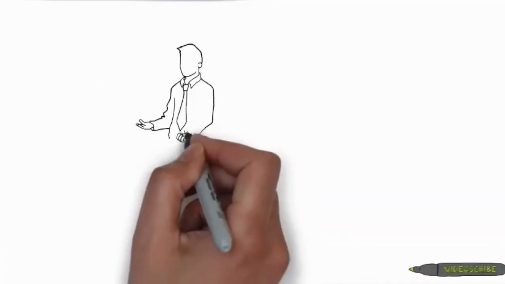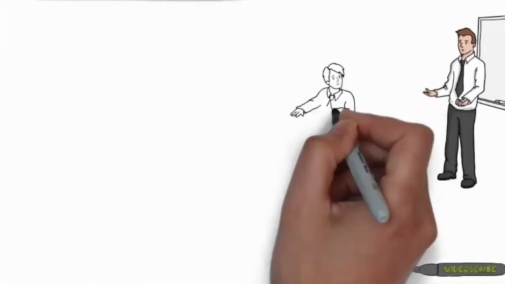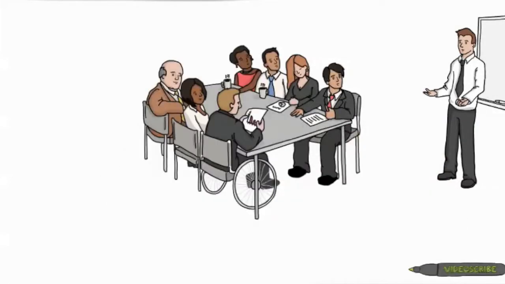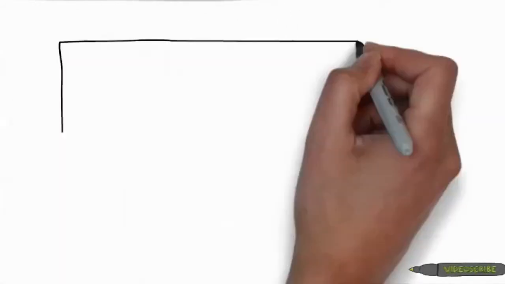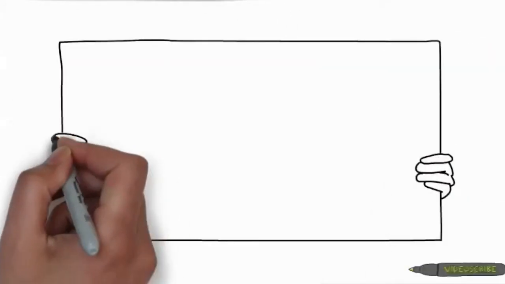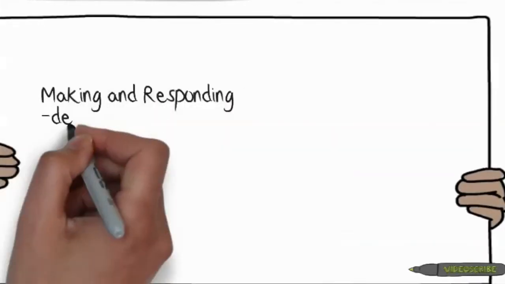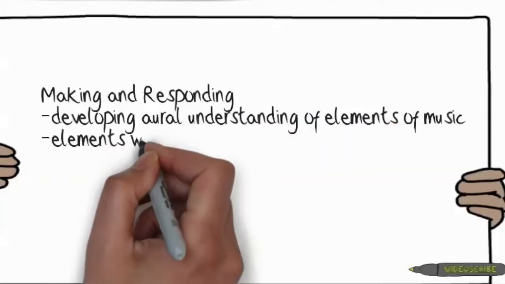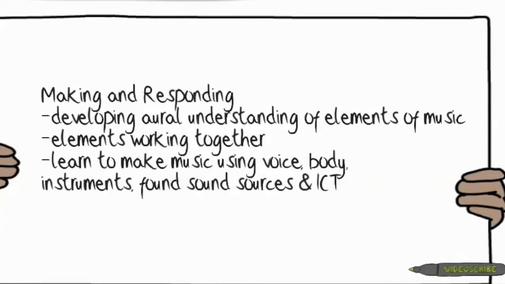Responding in music involves students being audience members listening to, enjoying, reflecting, analysing, appreciating and evaluating their own and others' musical works. In regards to music making and responding together, it involves developing aural understanding of the elements of music through experiences in listening, performing and comparing. The elements of music work together and underpin all musical activity. Students learn to make music using voice, body, instruments, found sound sources and ICT.